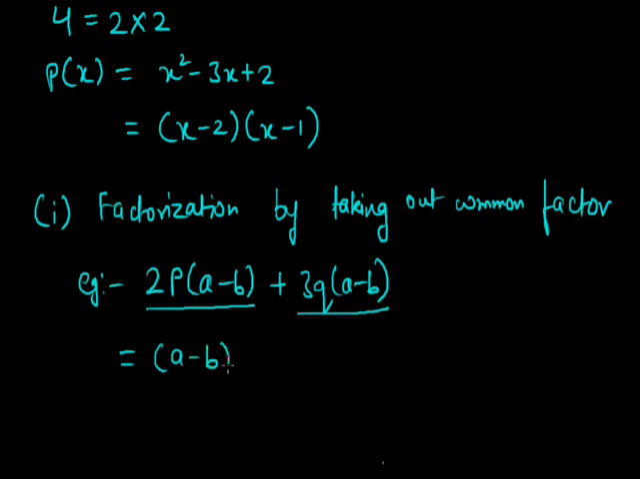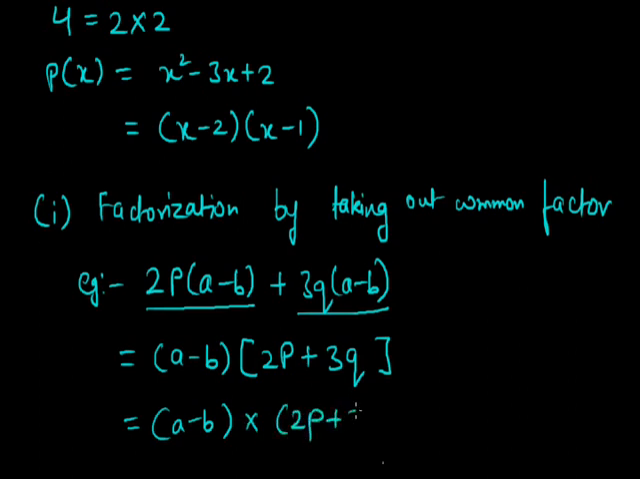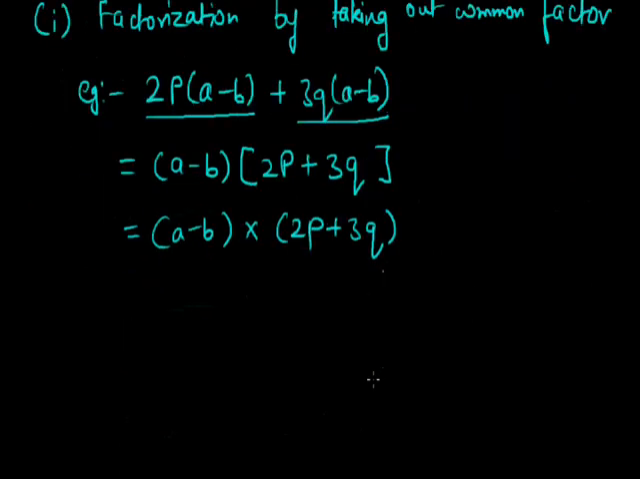So if we take a minus b as common, it will become a minus b into the remaining part, which is 2p plus 3q. So it means what we have done is we have written down this polynomial in the form of product of its factors, as a minus b is the factor of this polynomial and 2p plus 3q is the next factor of this polynomial. So it means we have done the factorization of this polynomial. This is known as the factorization. Now we will see one more example based on this.